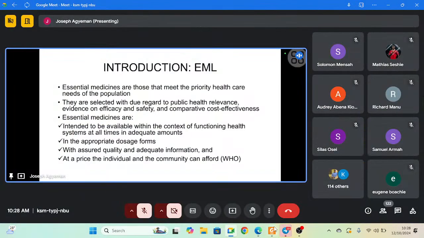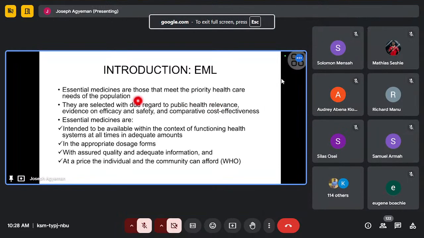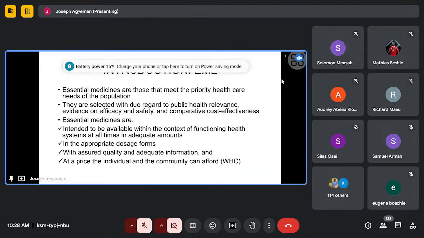This is a list of medicines that meet the priority healthcare needs of a certain population. Obviously, the priority healthcare needs when it comes to you will be different from the priority healthcare needs when it comes to Ghana. Let me use malaria as an example. You go to the UK, malaria obviously will not be part of their priority, their basic healthcare needs, because hardly do they get malaria there. But if you come to Ghana, malaria, if not number one, will be number two.